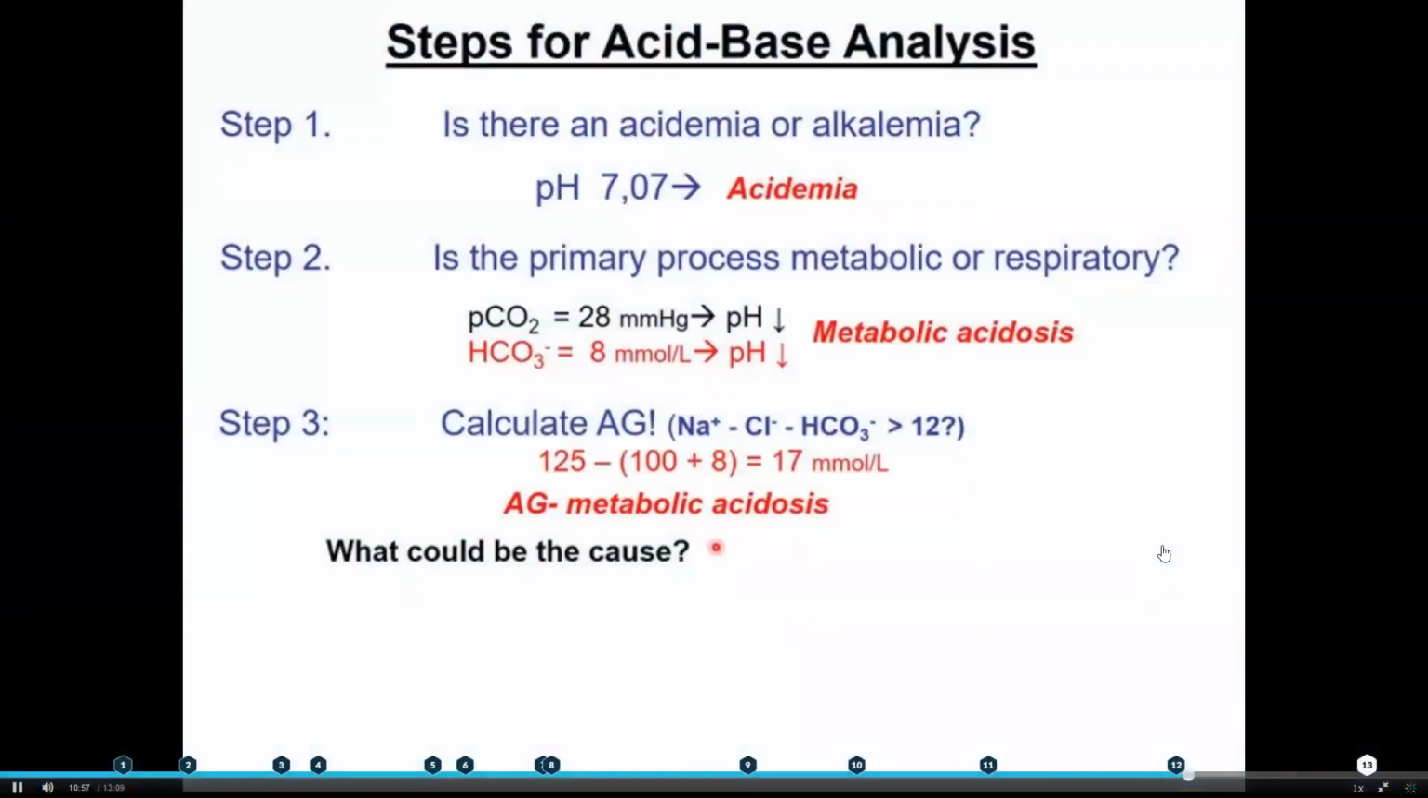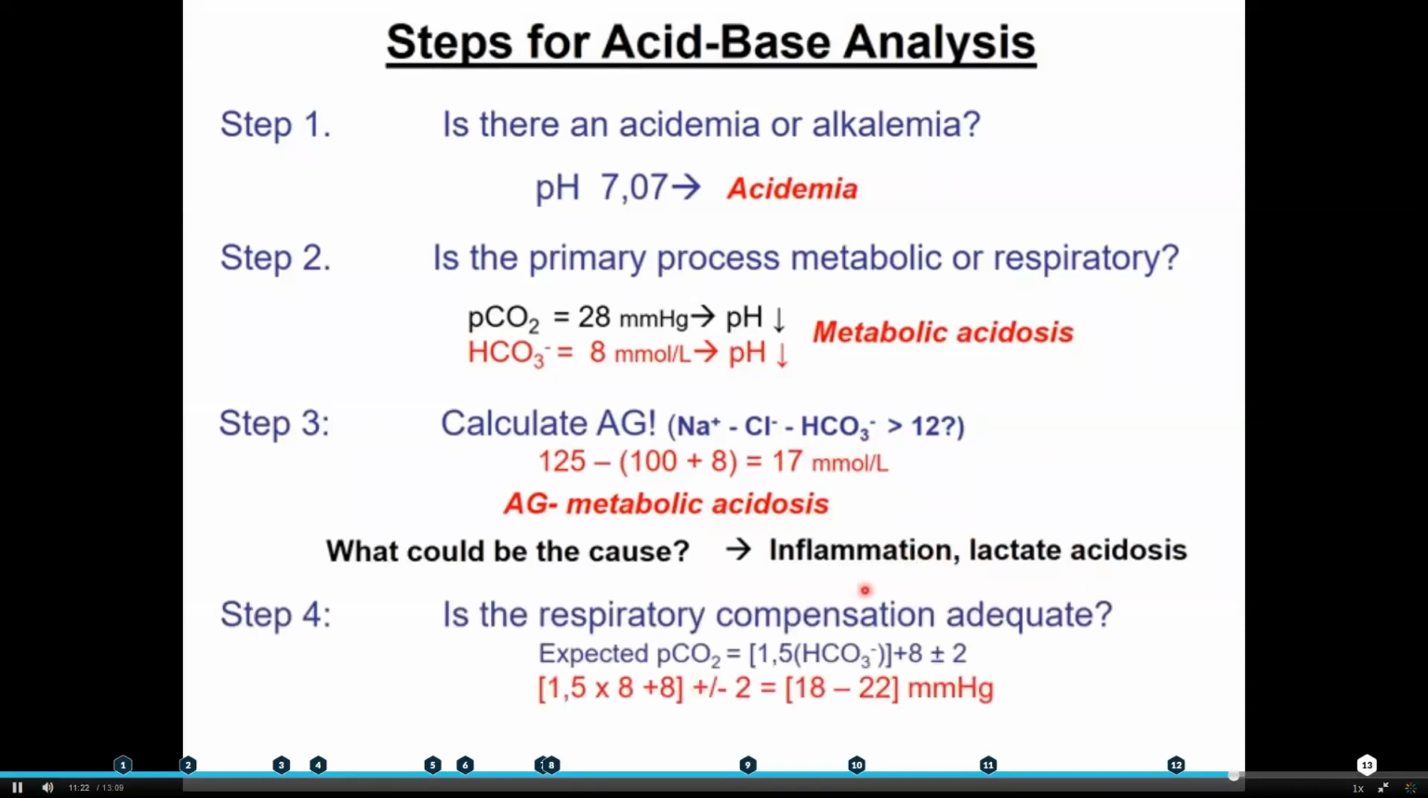She had neutropenic fever, infection, so an inflammation that caused lactate acidosis. You should measure the lactate, and if the lactate brings the anion gap back to normal, you do have the direct answer that yes, it's correctly due to lactate acidosis.